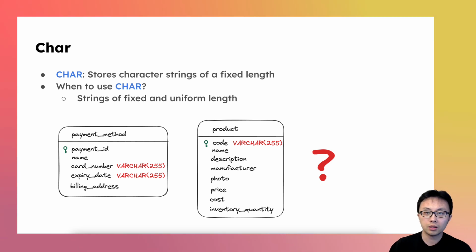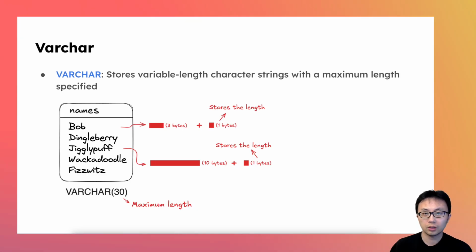Plus, you will waste some extra space by using VARCHAR here, and that would cost you millions of dollars if the database is used in a highly scalable environment where millions of users are involved. The next string data type you will take a closer look at is VARCHAR. VARCHAR attributes store variable length strings with a maximum length specified.